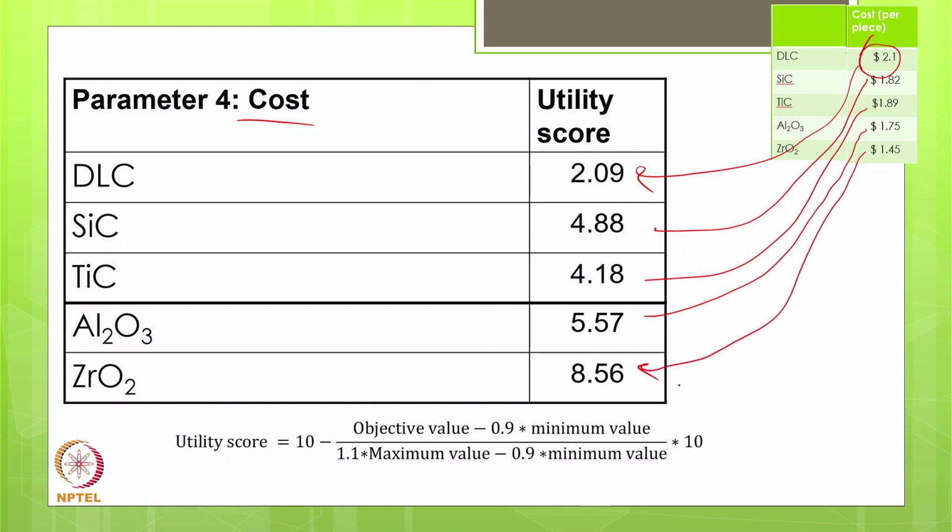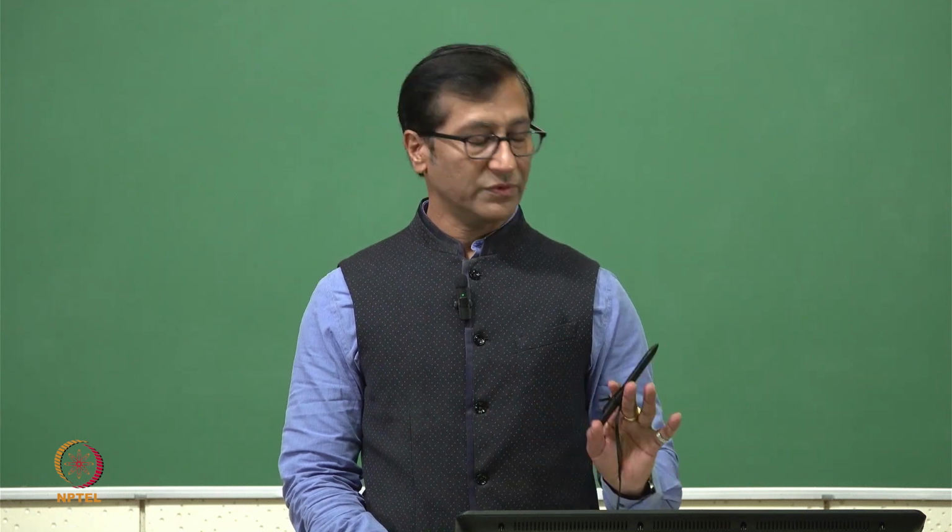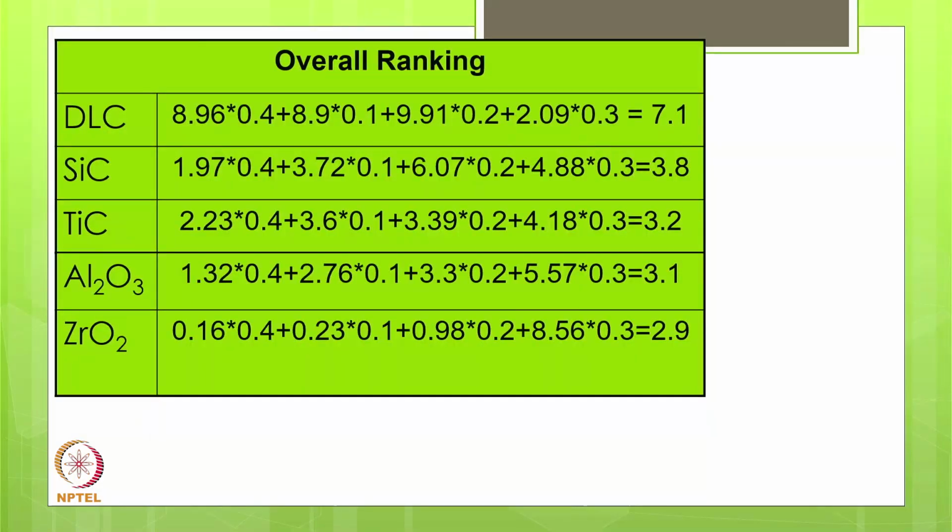Now this is done. We have a utility score and we have a weighting factor. Now we need to find the overall ranking. So we take the utility score times the weighting factor for each parameter, and the overall score comes out at 7.1.